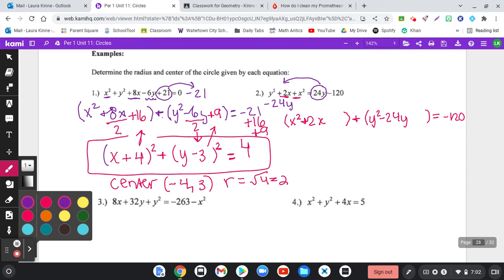Okay, so now it's time to put it in standard form. Half of 2, whoops, erase that.